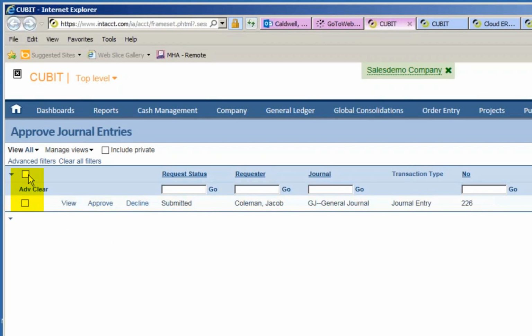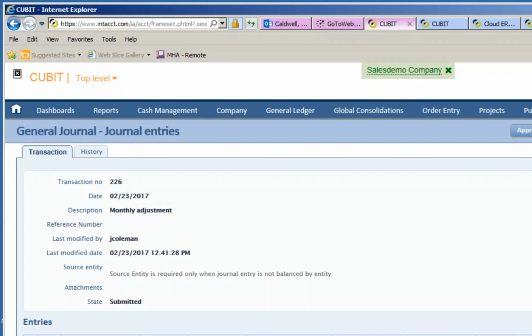Okay? I do have a mass decline, or a mass approve, if I choose the checkbox here at the top of the list, and assuming that I have multiple entries here. I can make a one-fell-swoop approval or decline. But more often than not, most of these entries should be looked at and then a decision made. So I simply drilled down on this, allowing me to view the entry that Jacob has entered.